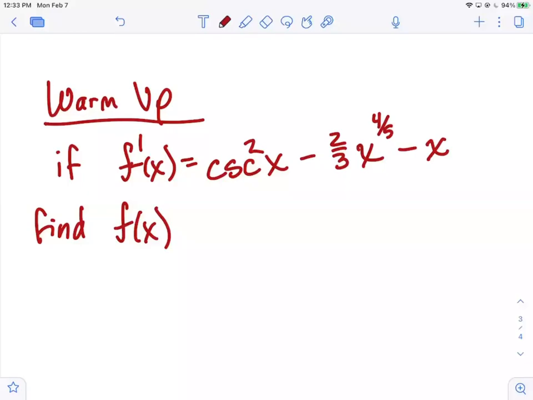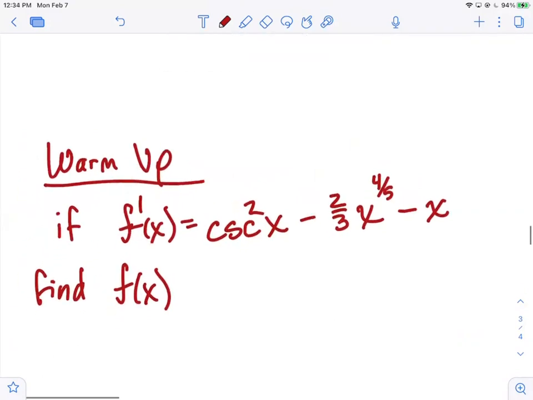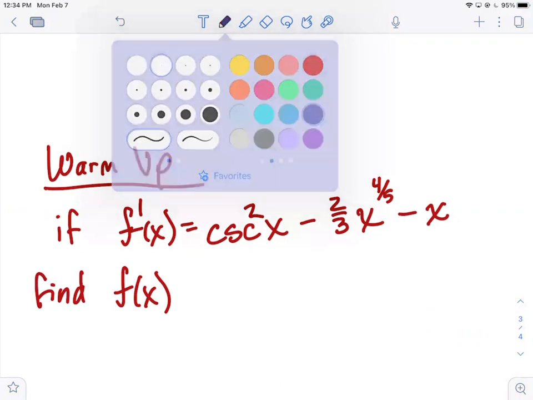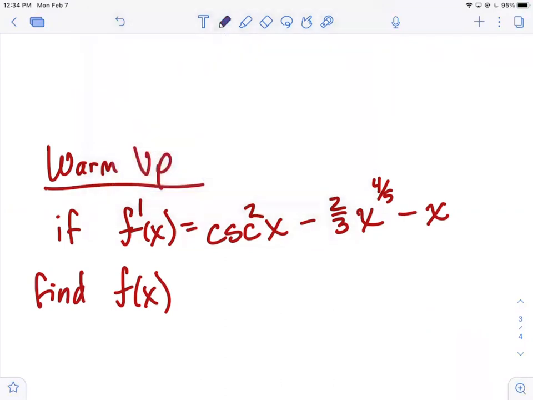Okay, so if f prime is cosecant squared minus 2/3 x to the 4/5 minus x, what's little f? Okay, so that means we're going backwards, right? We're going from f prime to f. So we need to be able to recognize derivatives of stuff so we can write what the antiderivative is. Cosecant squared. Does anything need to be rewritten, first of all?